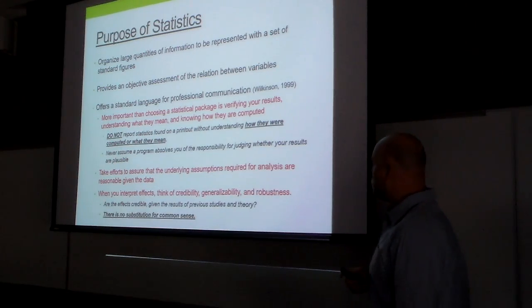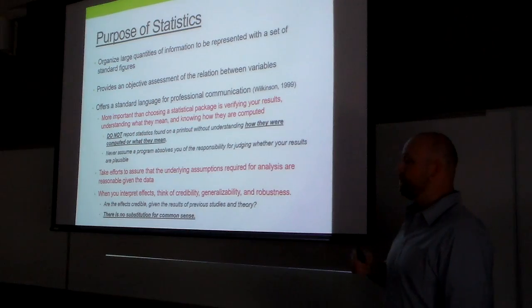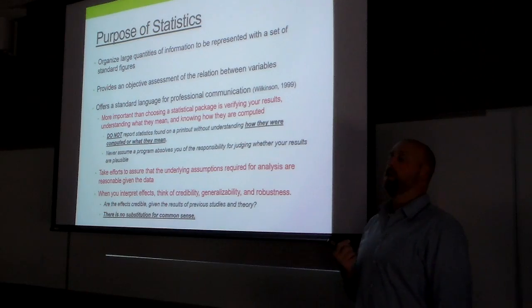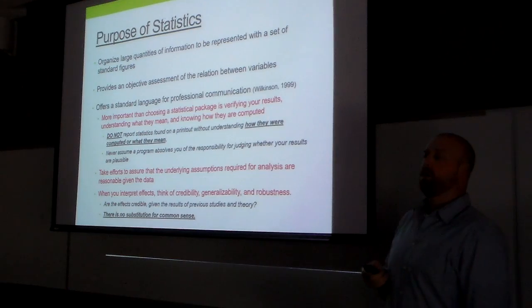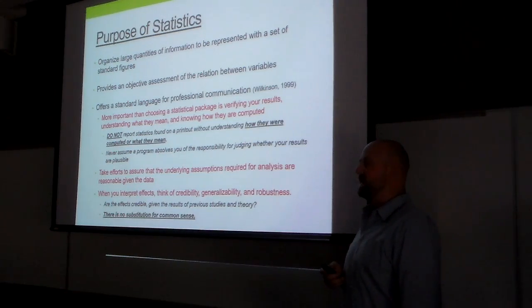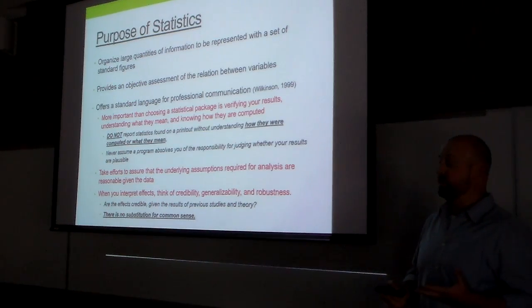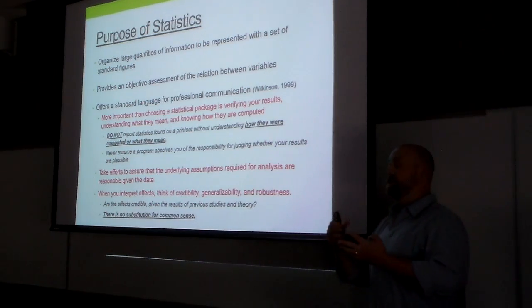And then finally, when we're interpreting effects, think about credibility, generalizability, and robustness. Are these effects credible given results of previous studies, right? If I'm a trauma researcher and I find that people with PTSD are operating interpersonally at a much higher level of functioning than people who don't have PTSD, that's a weird thing, right? That doesn't seem reasonable based on what we know about levels of psychopathology. And so what I need to do is either I got something weird going in my data, I've calculated something wrong, something's going on, right?